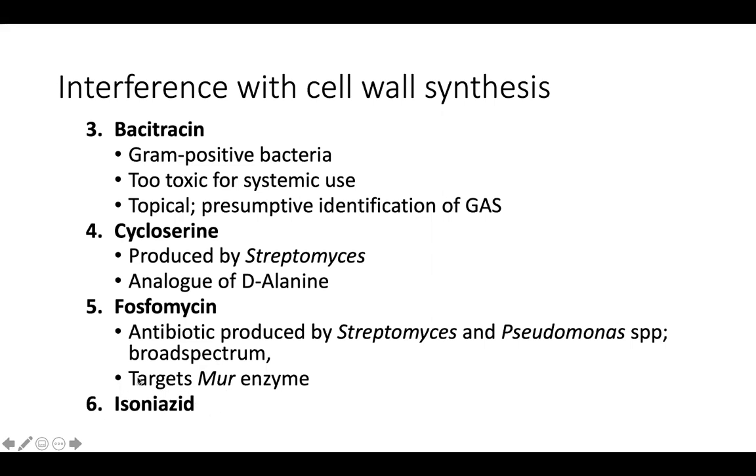Then we have isoniazid, which also interferes with cell wall synthesis. But this is also an example of a reserve drug. It has been reserved specifically for the treatment of infections caused by Mycobacterium tuberculosis, which causes TB.